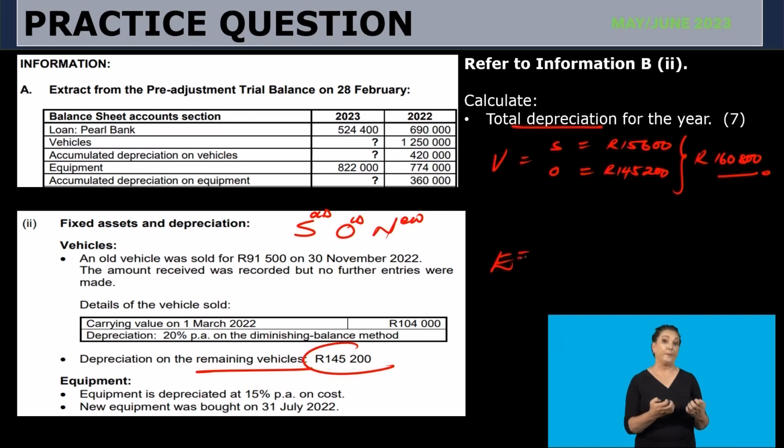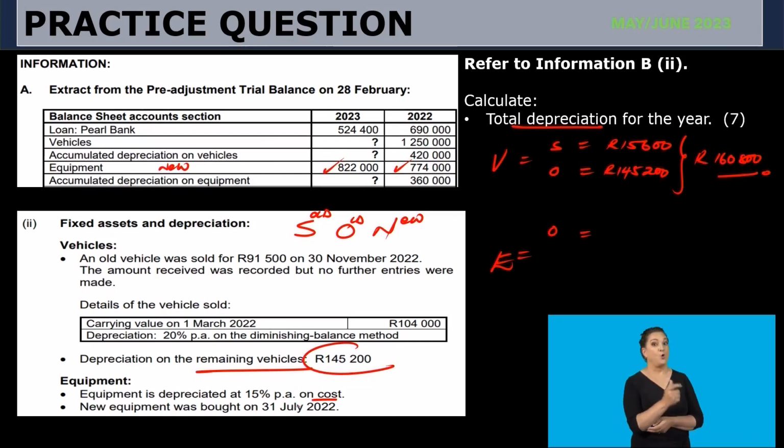Let's come to equipment. When I come to my equipment, remember, I'm also going to calculate for the old. Equipment is depreciated at 15% per annum on cost. So, for the old equipment, in 2022, equipment was 774,000. But in 2023, there is a change. Can you see that? It's now 882. What could have led to that? We have a new piece of equipment.